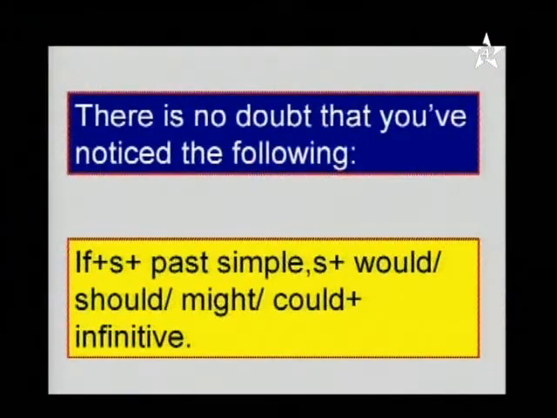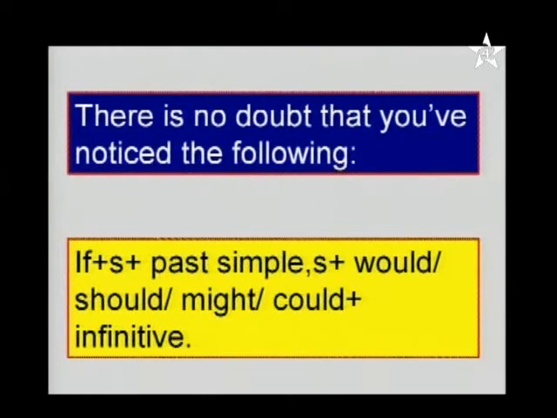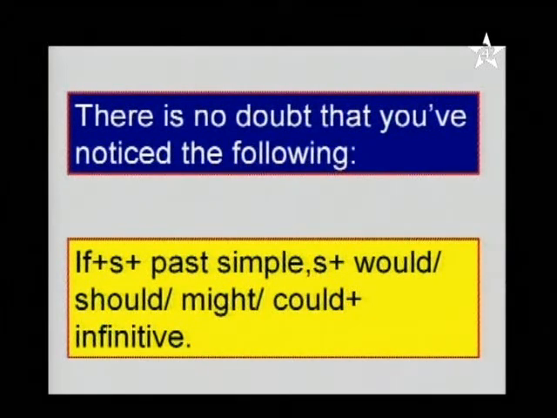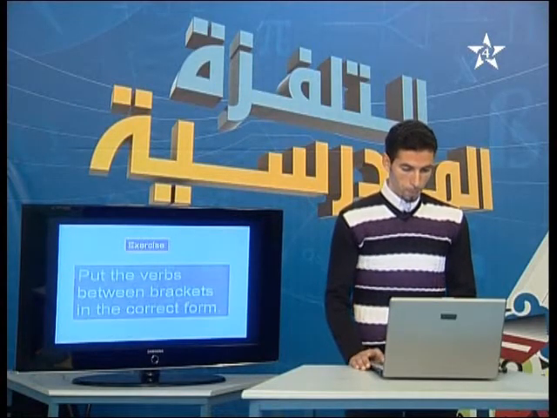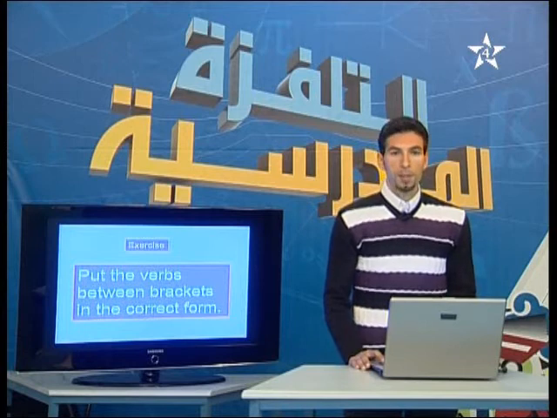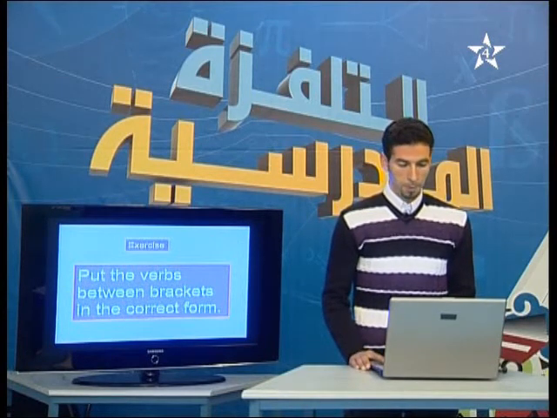Structure of conditional type 2. If, subject, past simple. Right? Subordinate clause, subject, would, or maybe should, might, could, or other modals plus infinitive. Right. Okay? Exercise. Now put the verbs between brackets in the correct form.